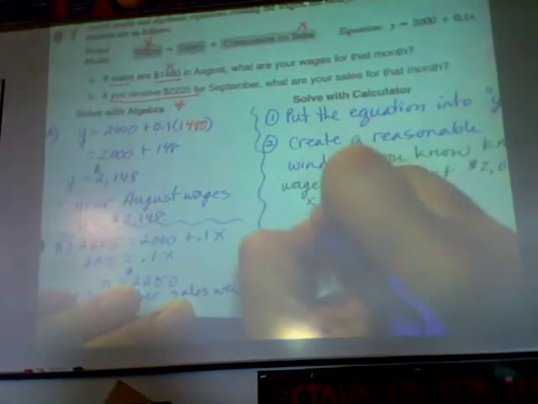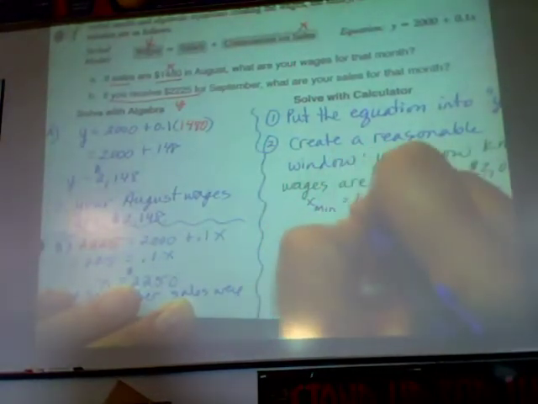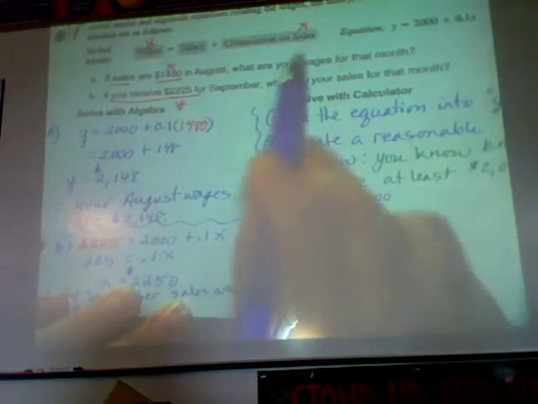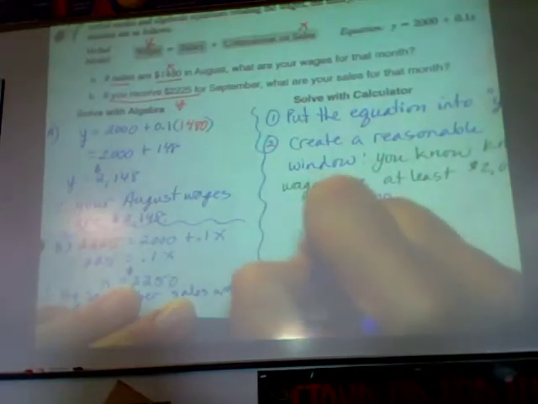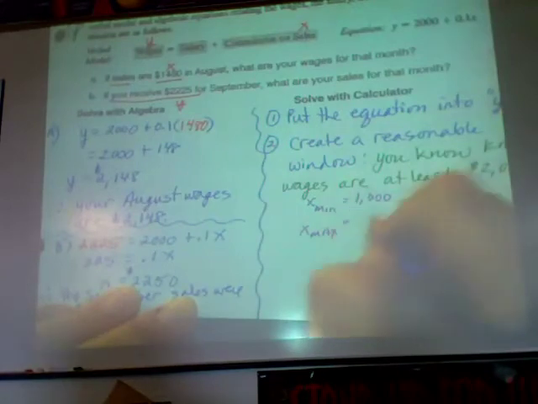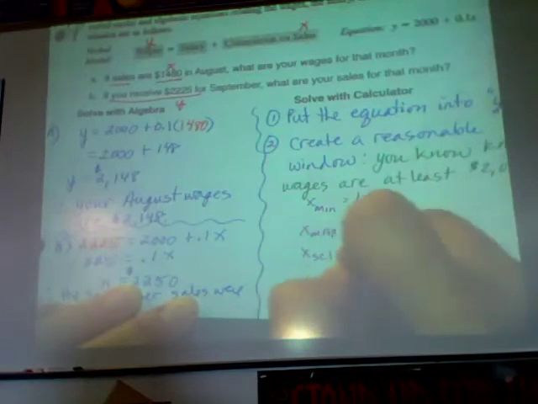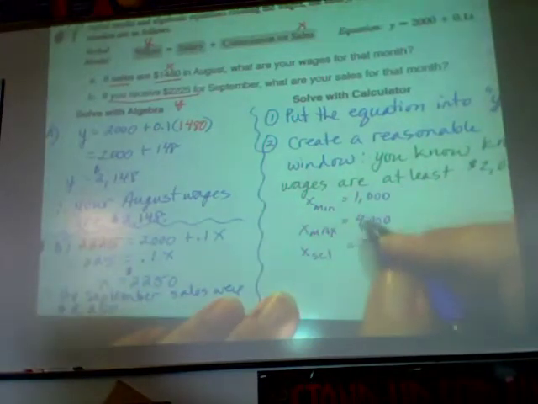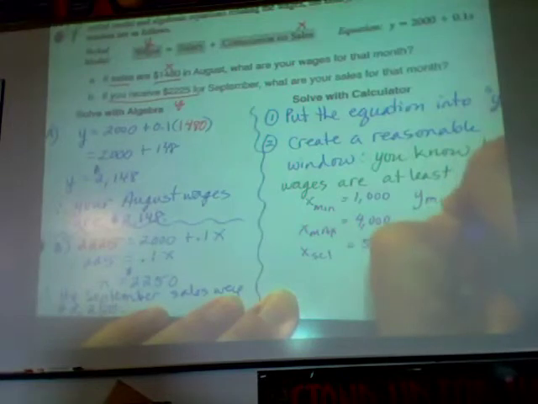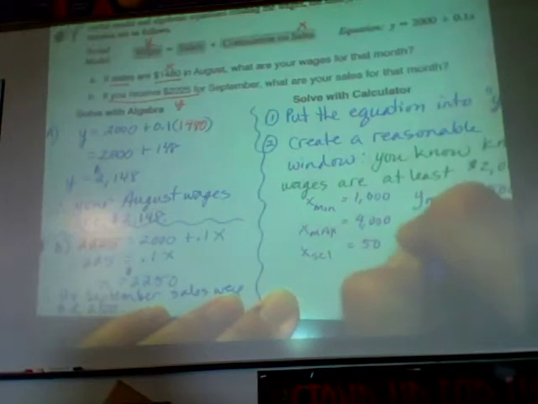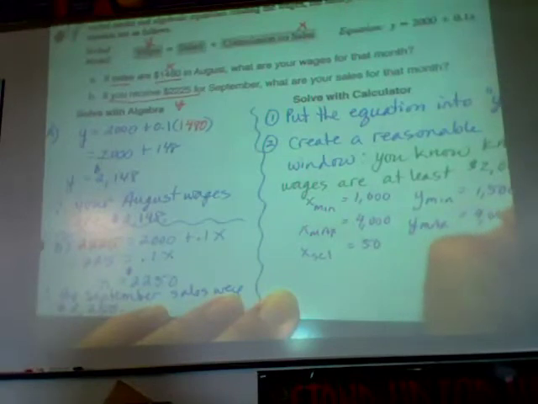So you're going to put in X minimum is 1,000. Remember, your X is your sales. Your X max is equal to 4,000. And your X scale, I made 50. And then your Y minimum, which is your wages, I put at $1,500, which is lower than what you'd get. And your Y max, I went ahead and put at 4,000. And then your Y scale is at 500.